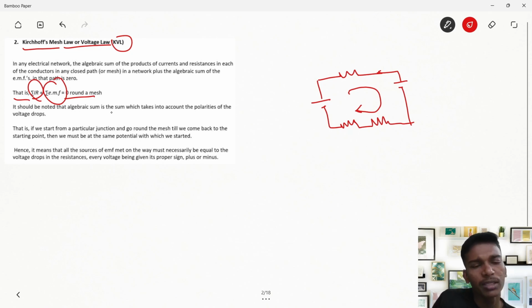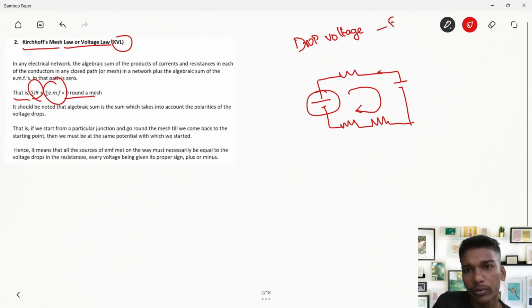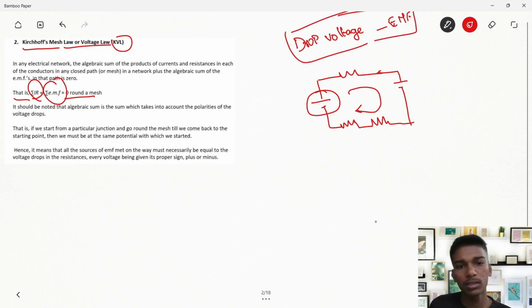It should be noted that the algebraic sum takes into account the polarities of voltage drops. We have to consider the polarities of voltages before summing them up. Like if we have a voltage drop, then we have to take minus EMF. I will discuss this in the next slide. Just be with me.